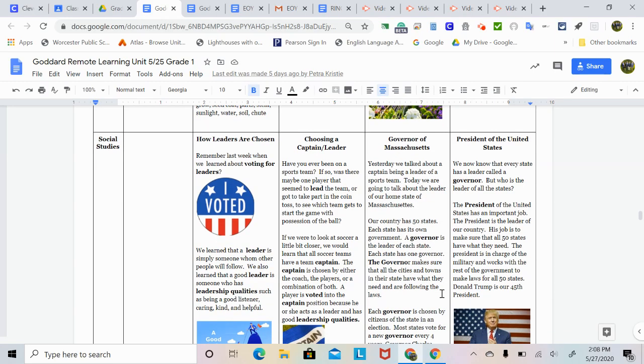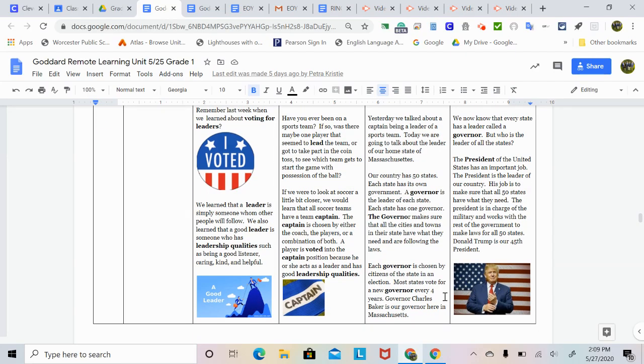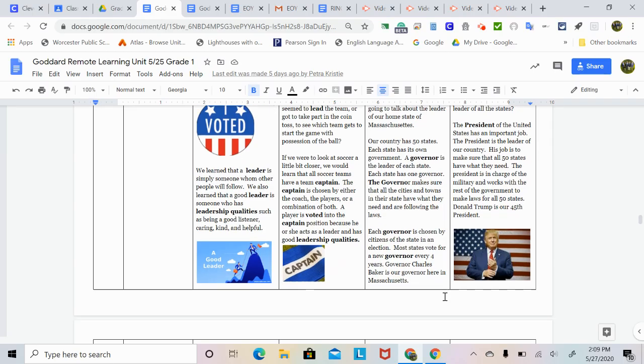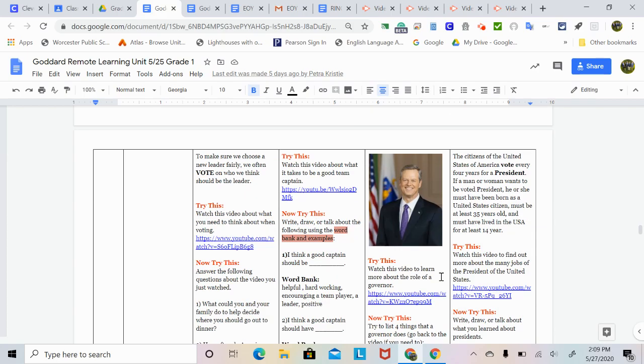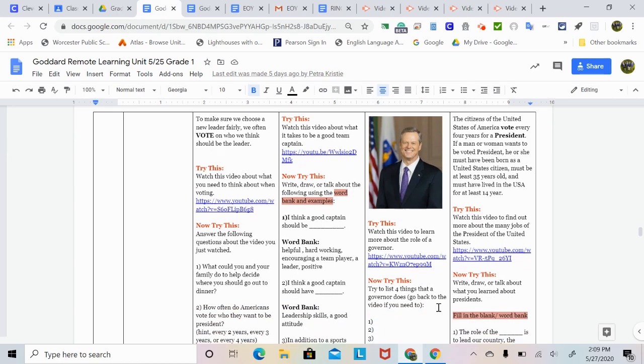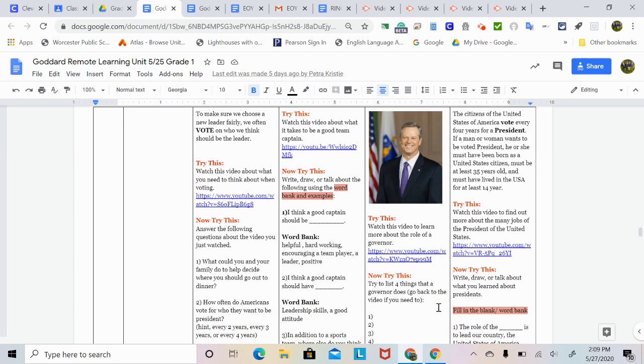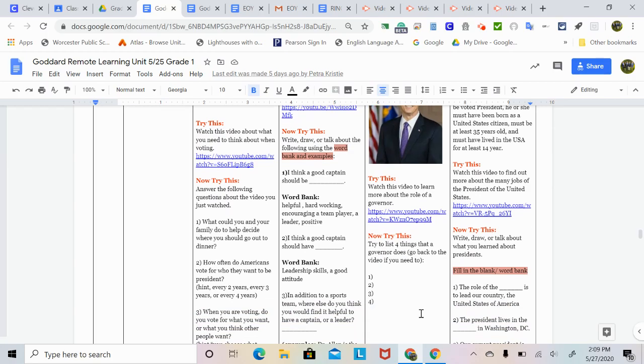The governor makes sure that all the cities and towns in their state have what they need and are following the laws. Each governor is chosen by citizens of the state in an election. Most states vote for a new governor every 4 years. Governor Charles Baker is our governor here in Massachusetts. And there's a picture of him. Try this. Watch this video to learn more about the role of a governor. There's your link right there. Now try this. Try to list 4 things that a governor does. Go back to the video if you need to.